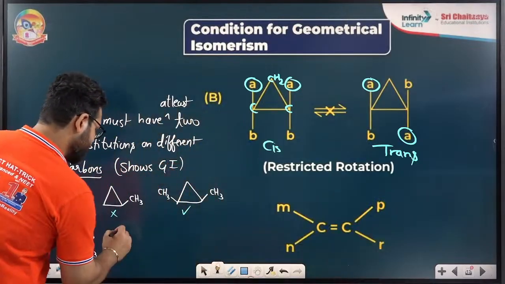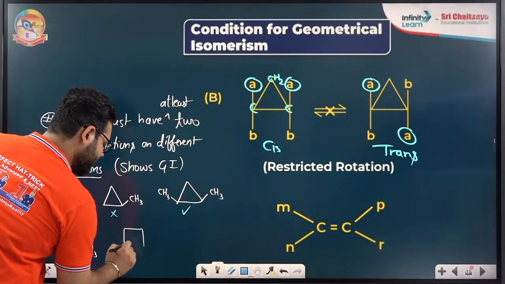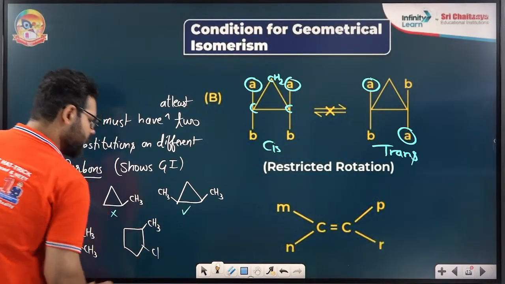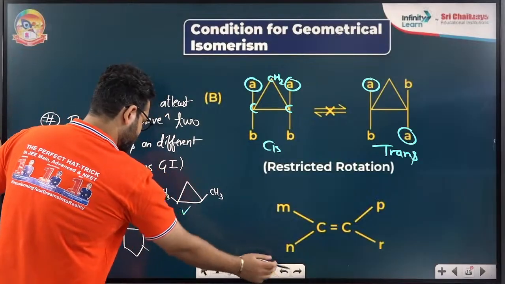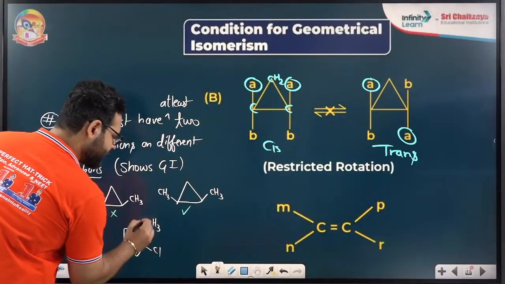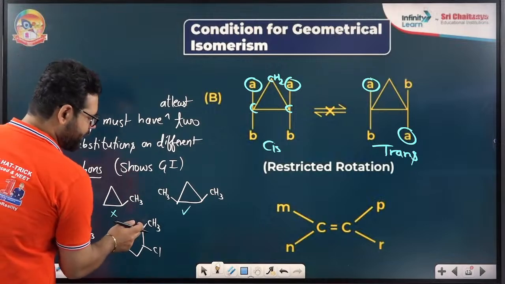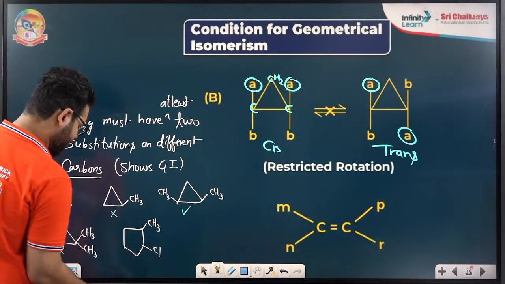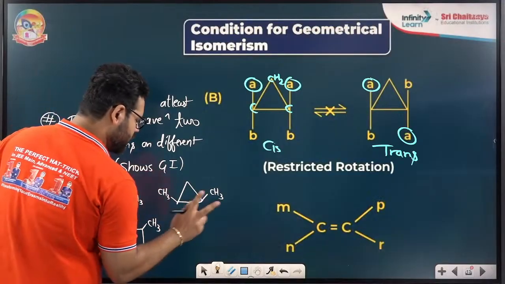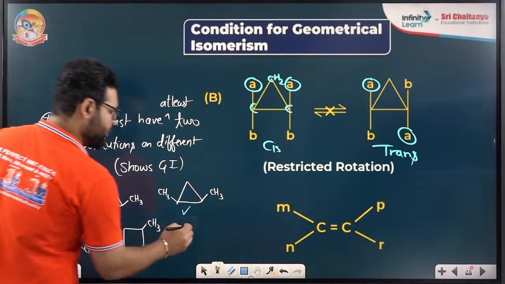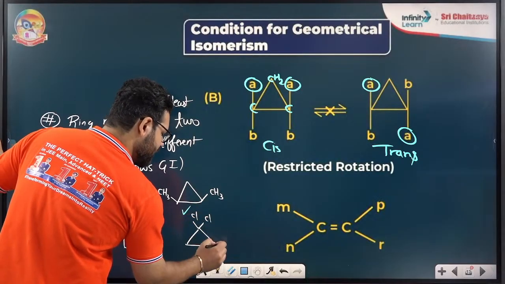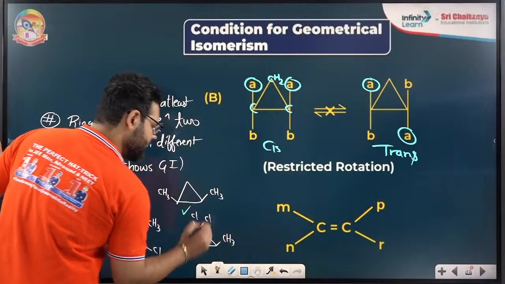Let me show more examples. If I have something like this, now there are 2 substitutions. So these 2 carbons have a restricted rotation. You can have the hydrogen up, here hydrogen up, cis, or hydrogen up and down, trans. So this can show GI. 2 substitutions are required. Cl, Cl, CH3.